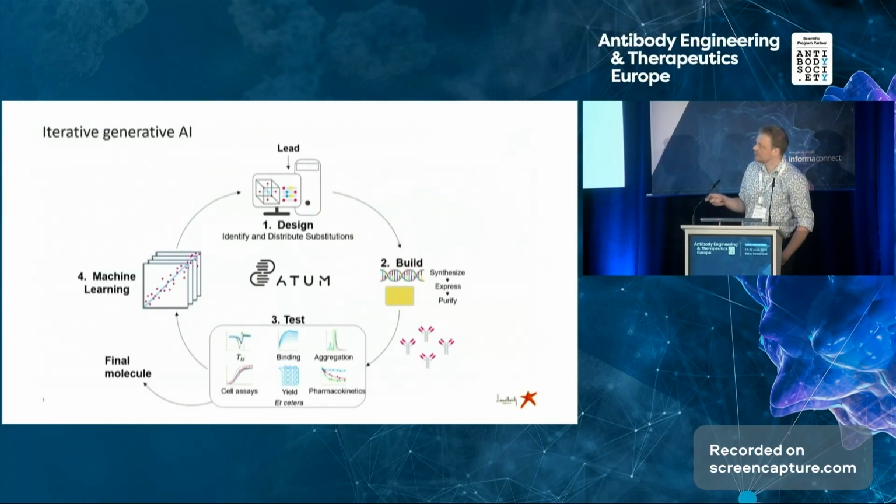So we turned to Atom's engineering platform, and basically the concept is shown here, where we have a lead at the top. We then identify substitutions that we want to introduce, that we think are good substitutions to introduce to get high affinity. And this would give us the basis for the sequence space that we are working in. We would then distribute these substitutions out across a number of variants in accordance with design of experiment to really sample the sequence space optimally.